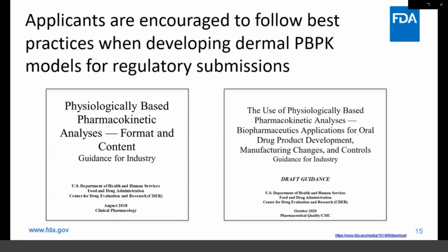Applicants are encouraged to follow best practices when developing dermal PBPK models for regulatory submissions. These are summarized in the guidances issued by the FDA. The one on the left refers to format and content for physiologically based pharmacokinetic analysis, and it was issued by the Office of Clinical Pharmacology. The one on the right is a rather recent guidance on the use of physiologically based pharmacokinetic analysis for biopharmaceutics applications for oral drug product development, manufacturing changes, and controls.